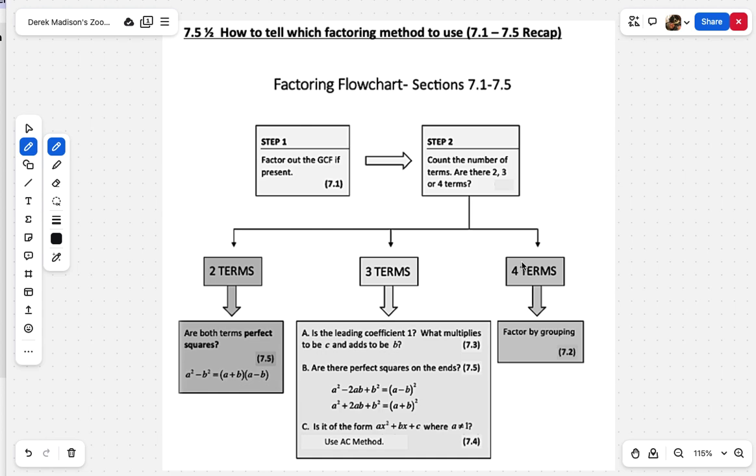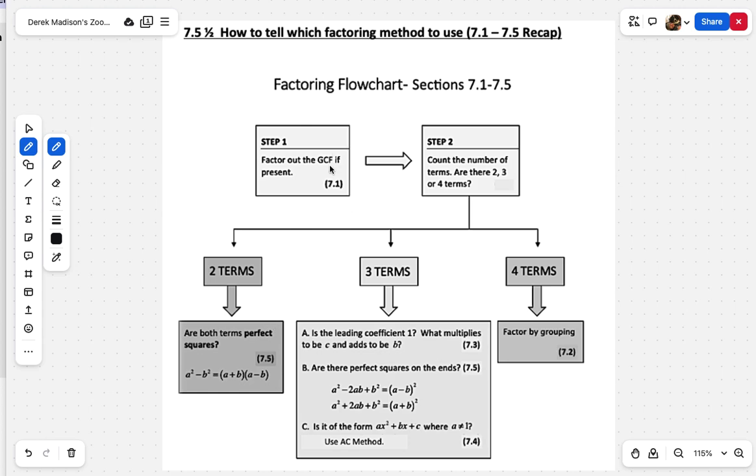If it's 4 terms, that's great. That was section 7.2. That's where I did the factor by grouping. So every 4-term problem, that's the way to factor it. And then it's the 3-term problems that we have 3 different methods, and that's where it gets a little hard to tell them apart.